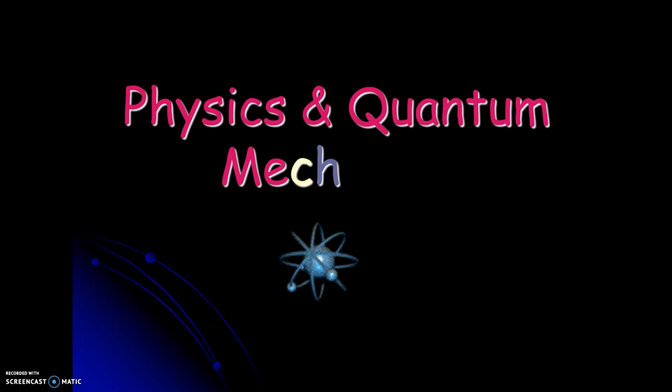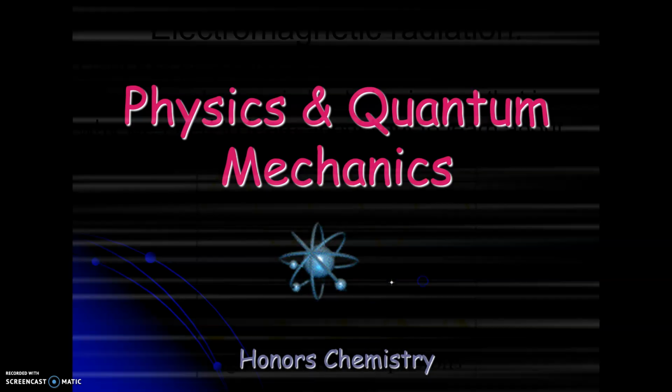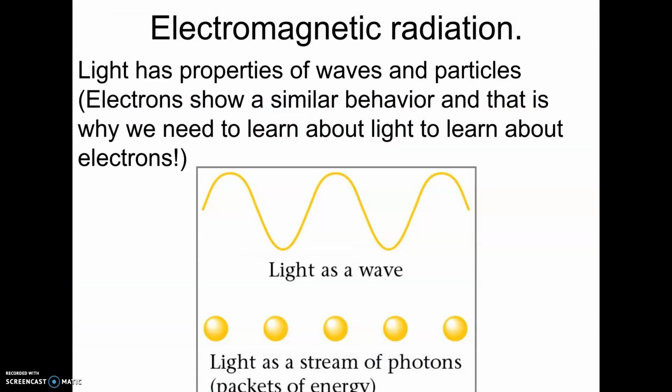Right, so now that we've talked about atoms, we're going to move specifically into electrons. And before we can really explain electrons, we need to diverge a little bit and talk about light. The reason that we're doing that is because light has properties of waves and particles, and it turns out that electrons also have properties of waves and particles. So understanding the behavior of light will help us to understand the behavior of electrons as well. And so that's what we're going to be talking about in this section of the chapter.